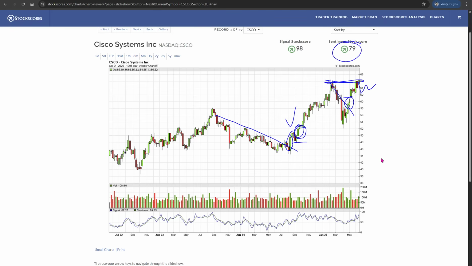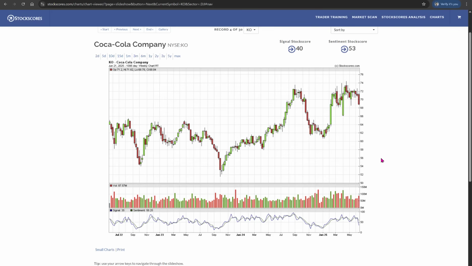You can see the sentiment stock score is 79, which is in the green. Next one, Coca-Cola, also a relatively healthy chart because you have rising bottoms. So that's the first thing that you want to assess. Who's in control? Buyers or sellers? Buyers, rising bottoms, sellers, falling tops. And in this case, it's the buyers.